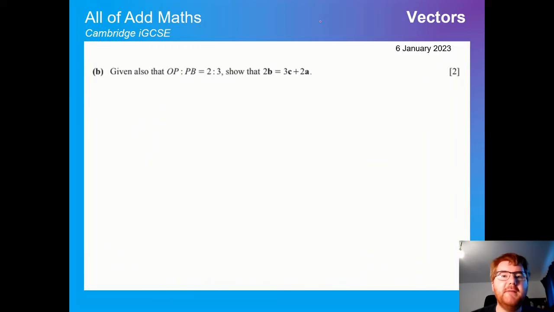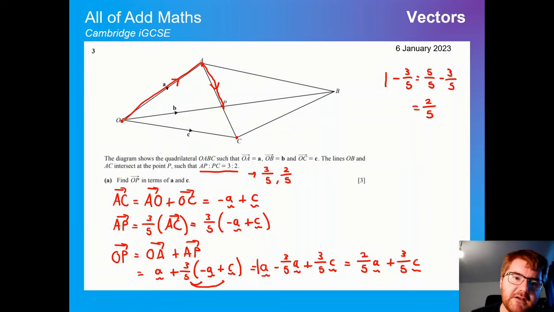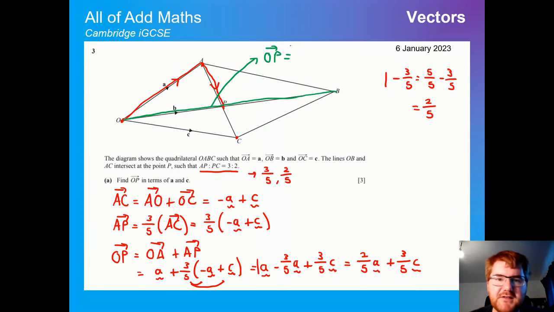Now we're given some extra information in this part of the question: the ratio OP to BP is 2 to 3. So remember, this is 2/5 and 3/5. And now we need to show this equation coming from nowhere. Let's go back to the question. Remember, I said this right at the start, and I'll do this in a different color. This vector B goes all the way across, so this vector represents OB. So if we want to represent OP in terms of B, OP is going to be 2/5 of the line. This part here is 2/5 of the whole vector that goes across B.